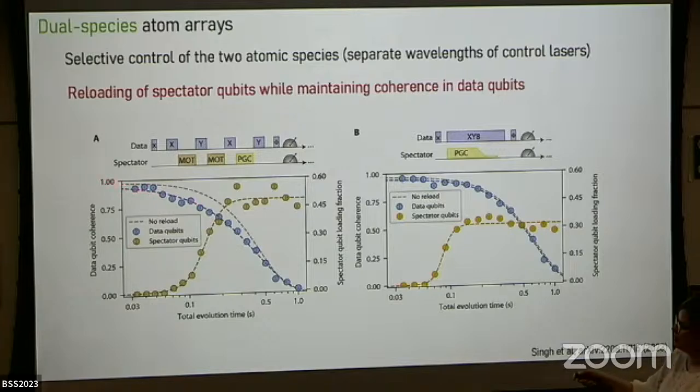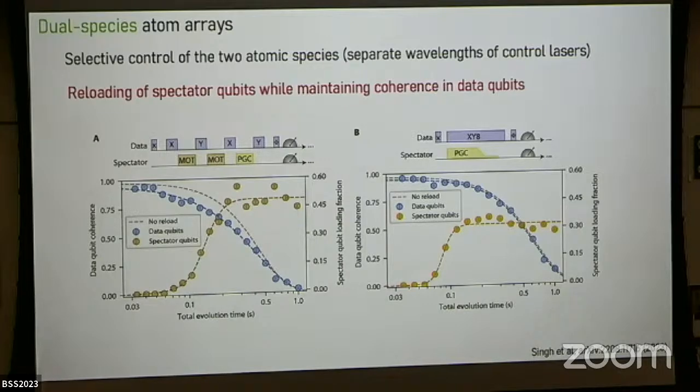So basically this line here shows the coherence of the data qubits in the absence of this MOT reloading, whereas the blue data show you what happens when you're reloading the MOT. So there is a little bit of a change, but this is already pretty good as a first demonstration. And the two images are simply two different ways of reloading atoms in the tweezers. So this is, as far as I know, the first demonstration of how to do this reloading of your atoms while you maintain coherence in your system.